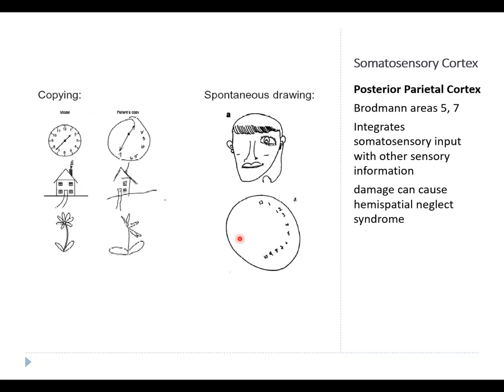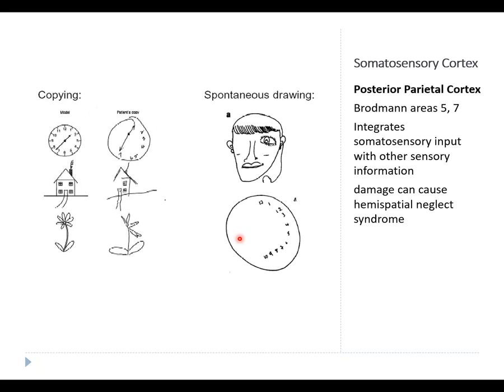This kind of condition doesn't just lead to this kind of deficit, trouble with drawing or copying. People with hemispatial neglect syndrome will pretty much neglect everything on that side of the body. By the way, remember, everything's flipped. So if the hemispatial neglect is for the left side, which is what these pictures represent, then the brain damage would have been on the right side. In fact, it's usually damage to the right side that causes this condition. It can happen on the left side too.